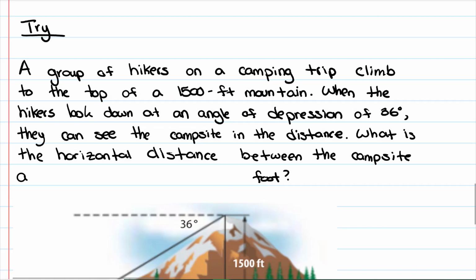Okay, now on your own. A group of hikers on a camping trip climbed to the top of a 1,500-foot mountain. When the hikers look down at an angle of depression of 36 degrees, they can see the campsite in the distance. What is the horizontal distance between the campsite and the group to the nearest foot?